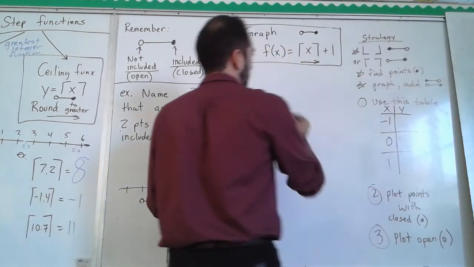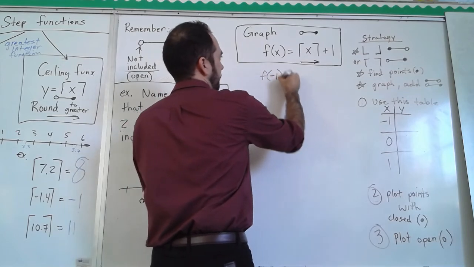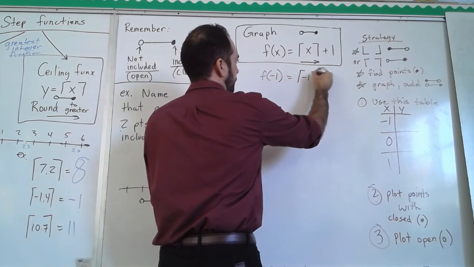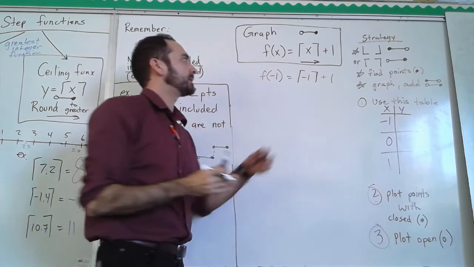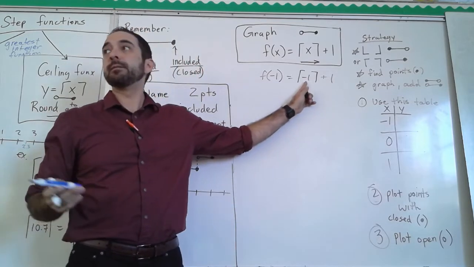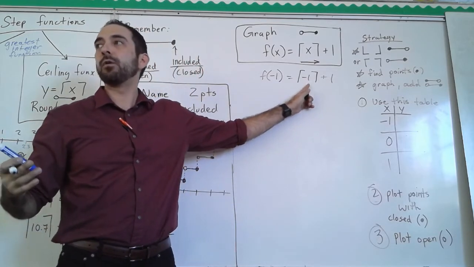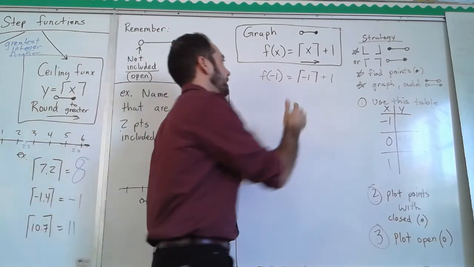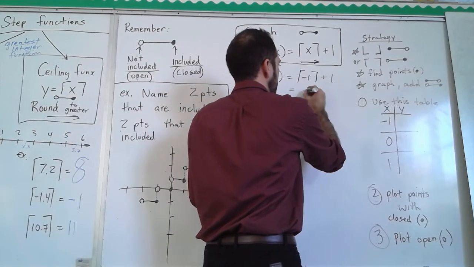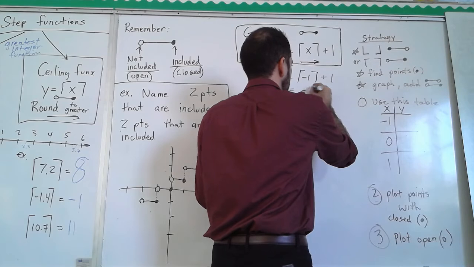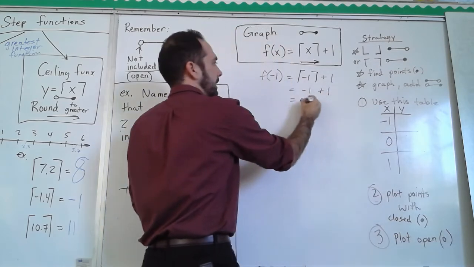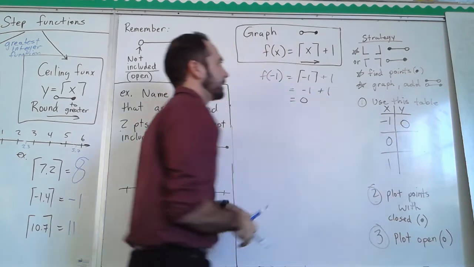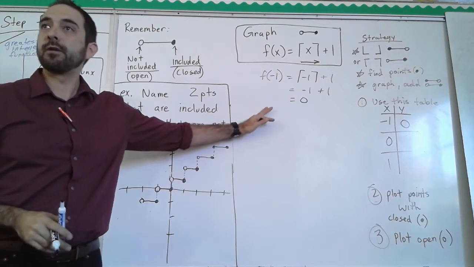Some of this can be mental math. I'm just going to write it out. -1 plus 1. Is this a whole number already? Yeah, this is already a whole number. So we don't have to do any special ceiling rounding. It's just -1 plus 1, and that's 0. Okay. This is a really straightforward, easy example.